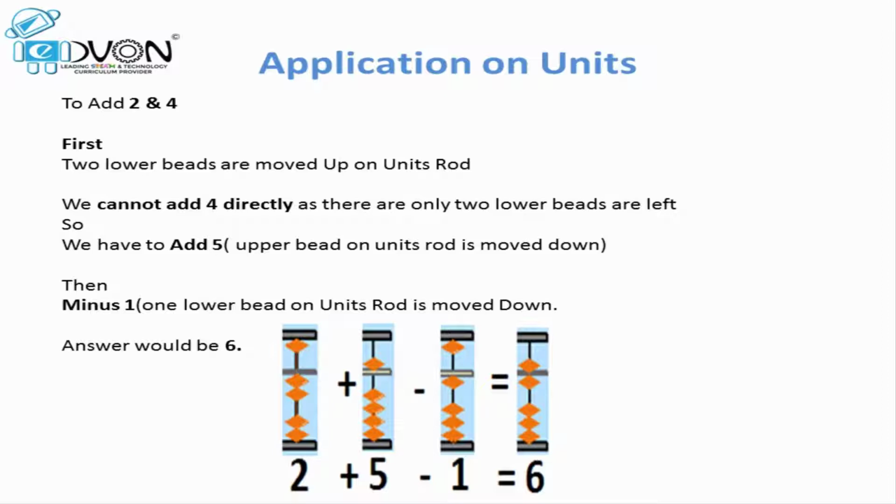To add 4 indirectly on fingers, we will apply the formula, which is to add 4, we add 5 and -1. We will open thumb on right hand and we will close one finger on right hand. As a result, we get thumb and one finger, which represents the value 6. So our answer is 6. This is how we apply +4 formula on units while using abacus and fingers also.